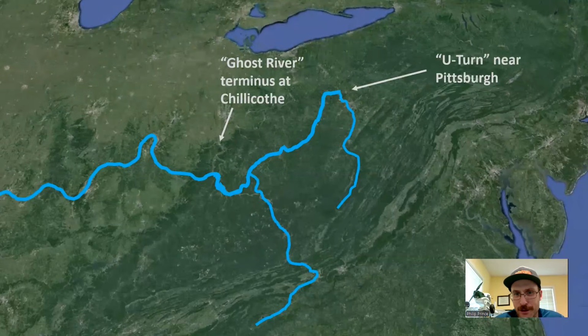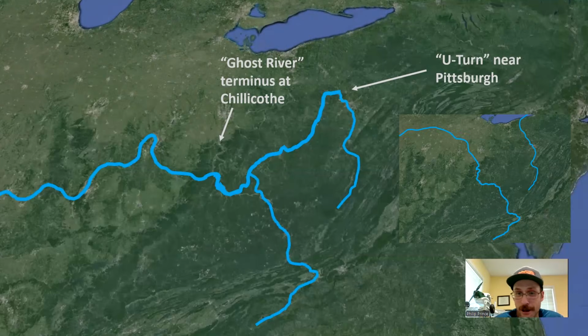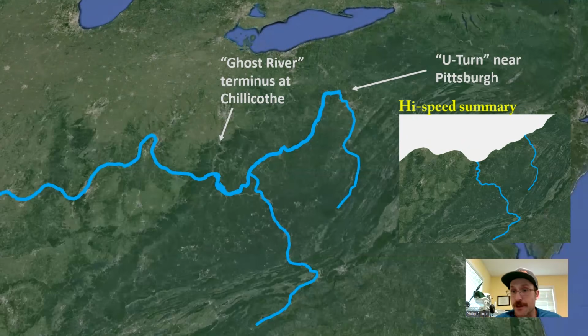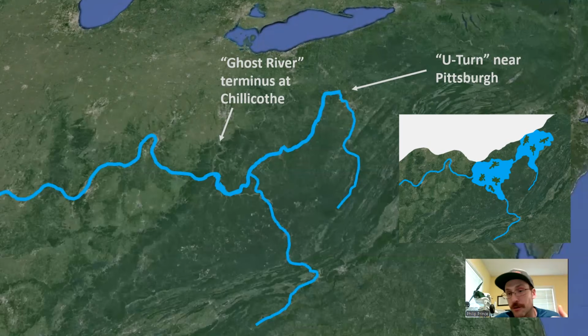Eventually, the ice goes away, and you're left with this landscape you see today that has, among other things, these ghost rivers that go up there to Chillicothe, and a river system that goes up to Pittsburgh and kind of makes that U-turn. So this Ohio network and its headwaters that you see on a map today is very much a direct product of glacial sculpting that ultimately goes back to these big overflowing lakes.